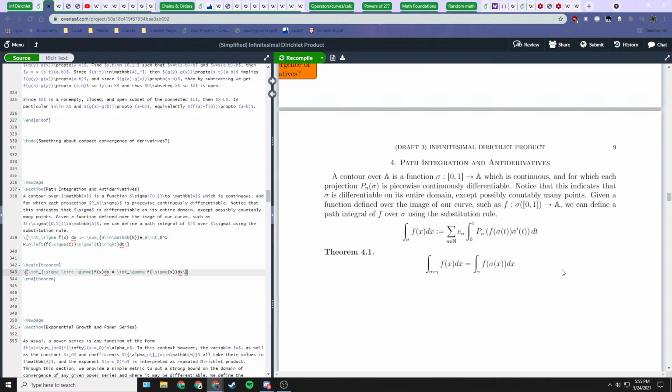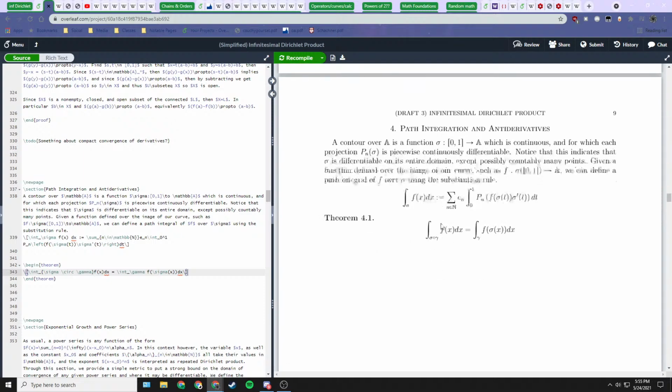So let me do a think on that. So we'll have sigma and gamma being contours, and so essentially we're doing f of sigma of gamma. I think that's correct. Yeah, I think this is what we want.